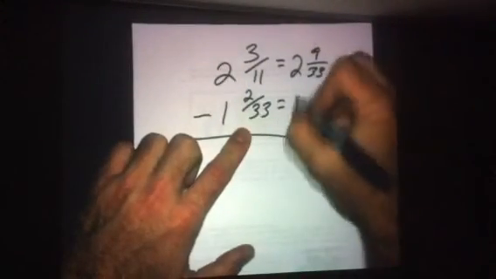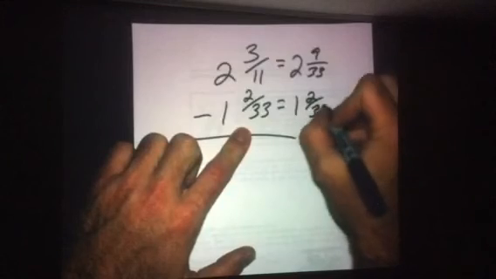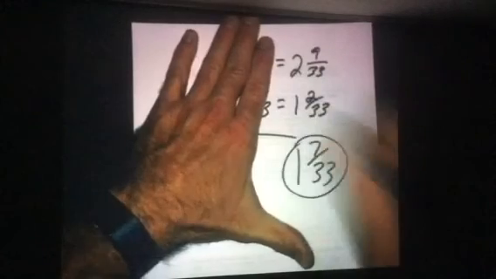Down here, I'm just going to rewrite it because we already have 33rds. Looks like this is a pretty easy one. I can definitely take 2 away from 9. I can take 1 away from 2. So I just simply do the math. 2 minus 1 is 1 whole. 9/33 minus 2/33 is 7/33. And I am done.